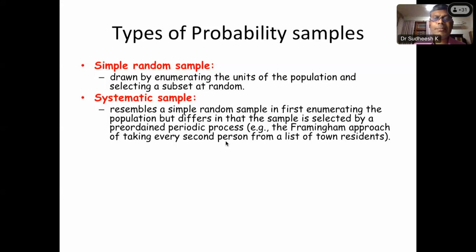Next is systematic sampling. That means, for example, every fifth patient coming to you is going to get enrolled in the study, or every second patient coming to you is going to get enrolled in the study. So that is known as systematic sampling.